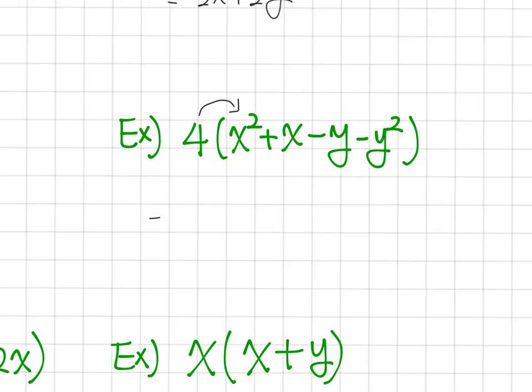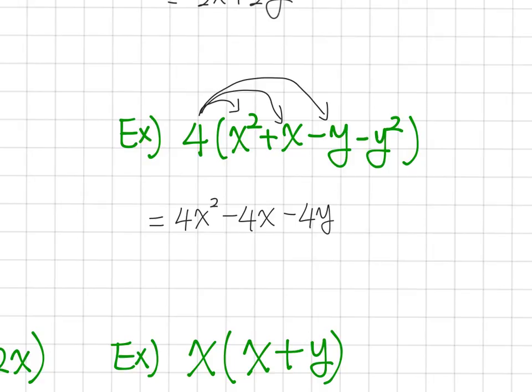So this becomes 4 times x squared, so it will be 4x squared. And then 4 times positive x, so it will be positive 4x. And then it will be 4 times negative y, so it will be negative 4y, since this is a positive 4 times negative 1, so this becomes negative 4y. And the same thing goes for this as well, that this becomes negative 4y squared.